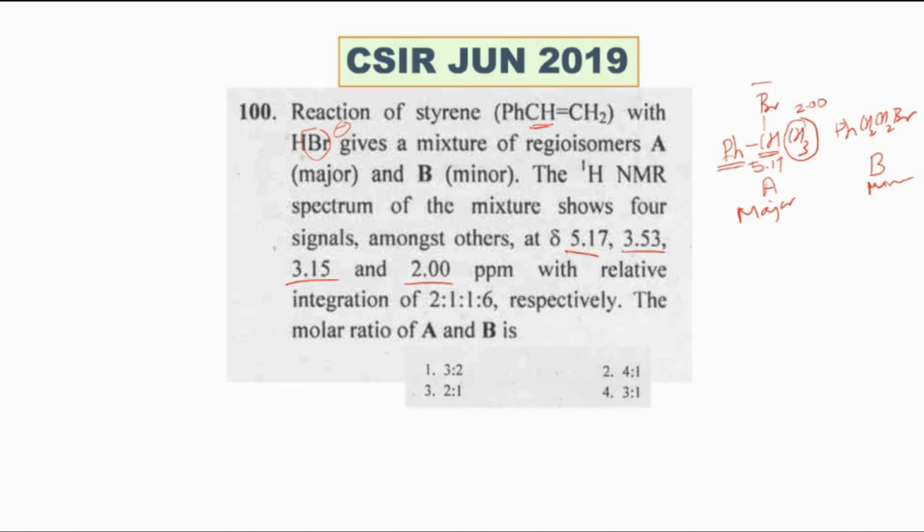Okay, and now these two: this will have a value of 3.53, and this will have a value of 3.15. There is no other way you can give the values. So 5.17 will be for this. You must fix these values here, only then can you solve the problem. So what is given: 5.17, 3.53, 3.15 and 2.0, and the integration they have given is 2:1:1:6.